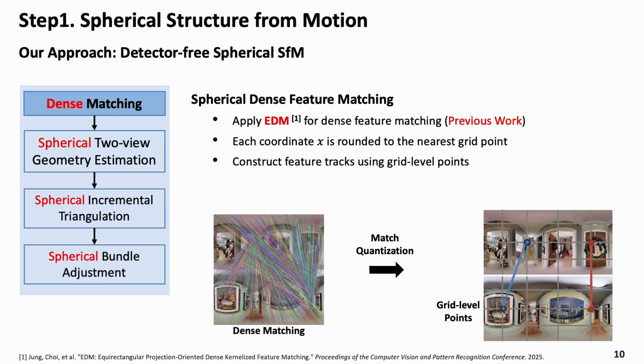For dense feature matching, we use our previous method called EDM. Unlike detector-based sparse features, EDM gives us much denser correspondence, even in textureless or repetitive environments. Then, we build feature tracks using match quantization, which allows us to run the optimization.